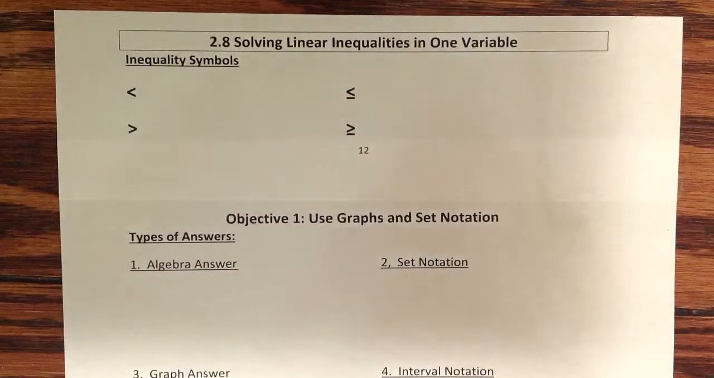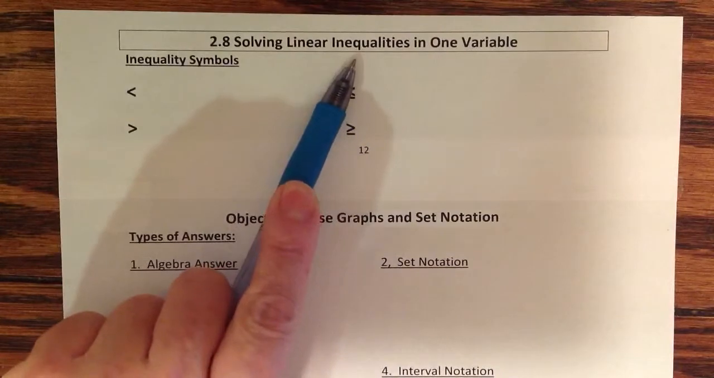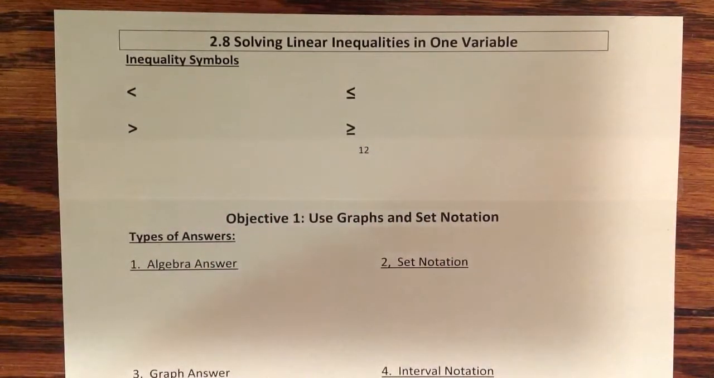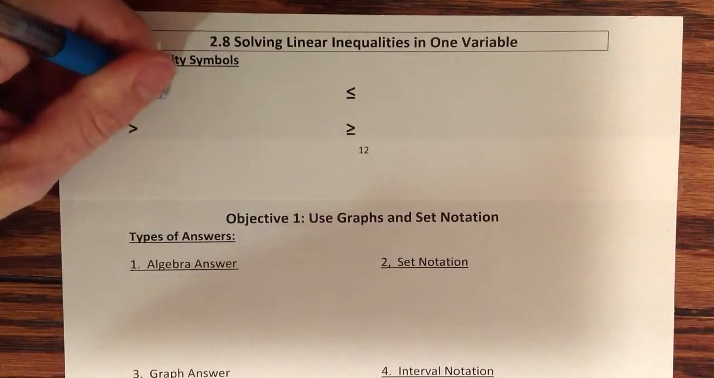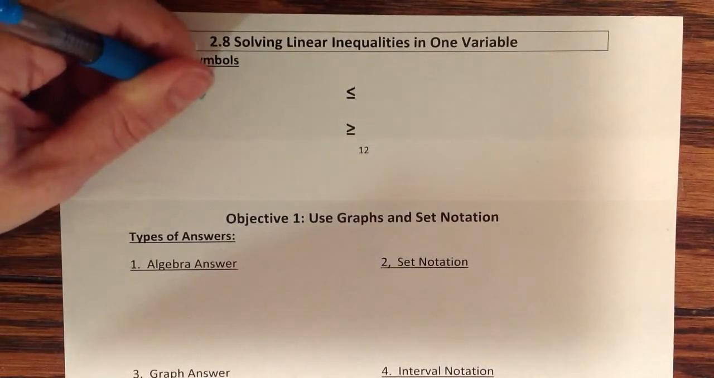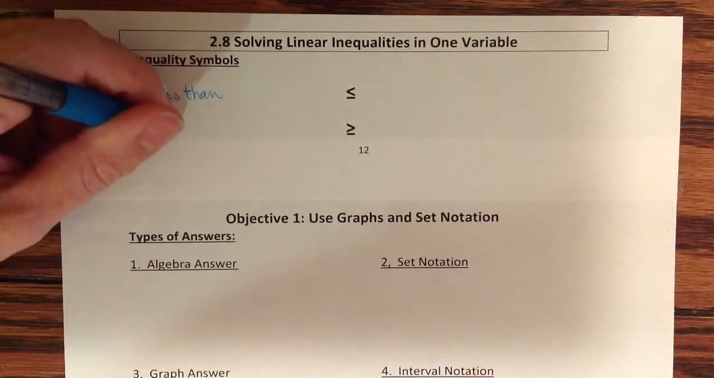In this next section in Chapter 2, Section 2.8, we're going to be talking about inequalities that have one variable. Now, we spoke of inequalities just a little bit, or at least the symbols for them, back in Chapter 1 when we were talking about which number was bigger than another. And in that chapter, we talked about this symbol meaning less than, and this symbol meaning greater than.